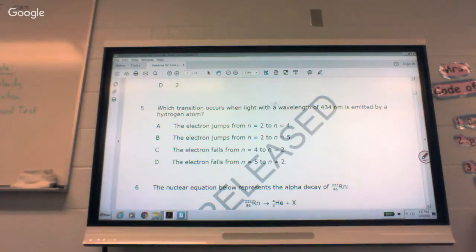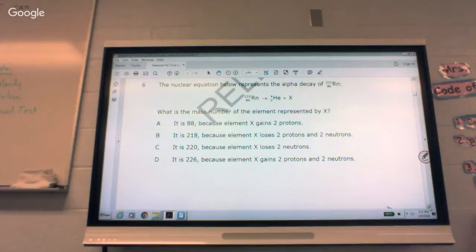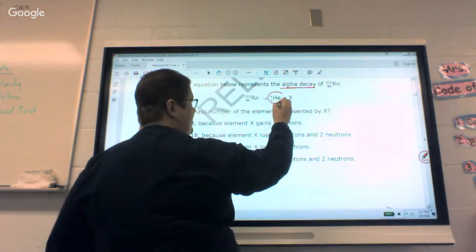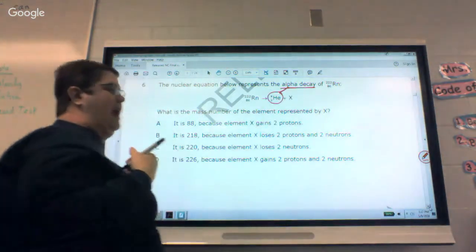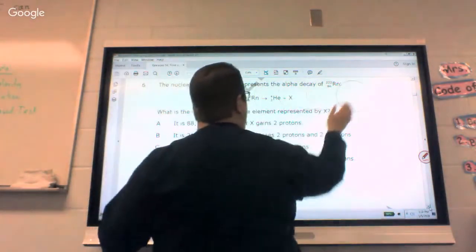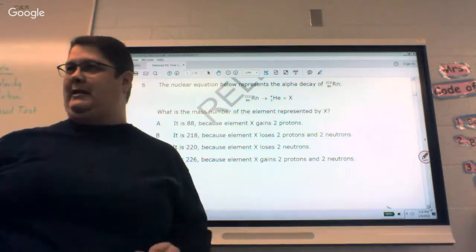All right, number 6. Y'all are all very smart. This is one of the things I want to talk about tomorrow. Now, first of all, see how it says alpha decay right here in the question? You know it's alpha decay because it has this helium right there. That's what tells you it's alpha. But for the purposes of this question, y'all know how to balance and add. So this should be easy.